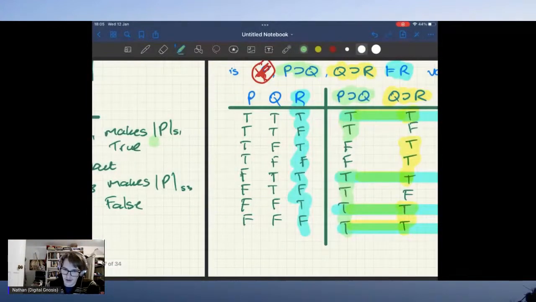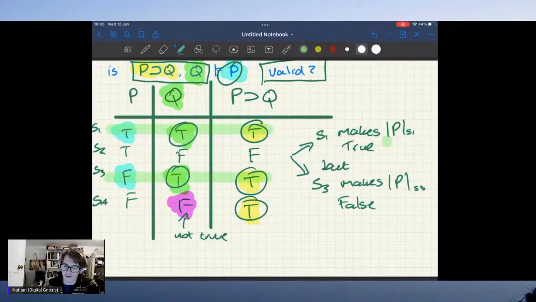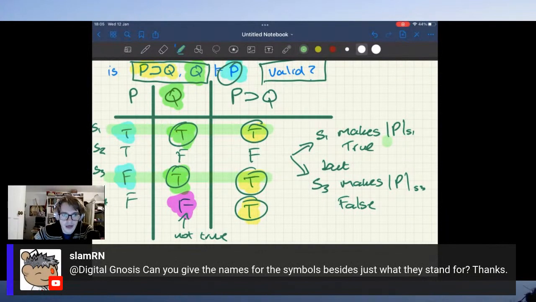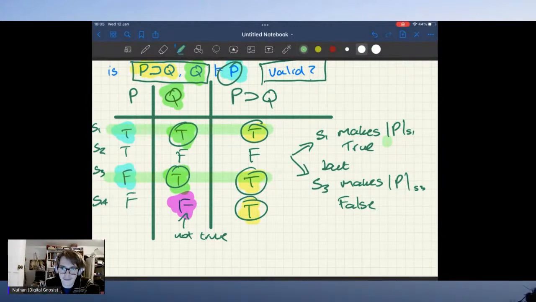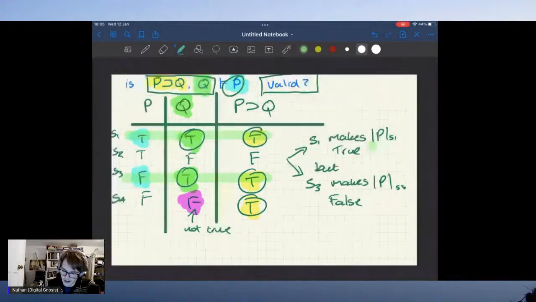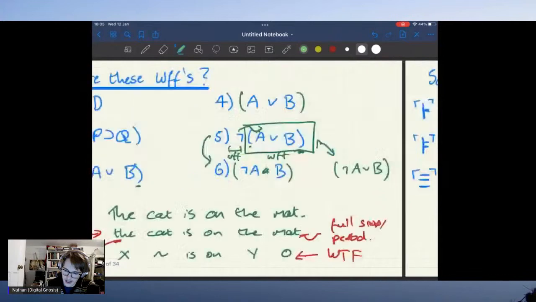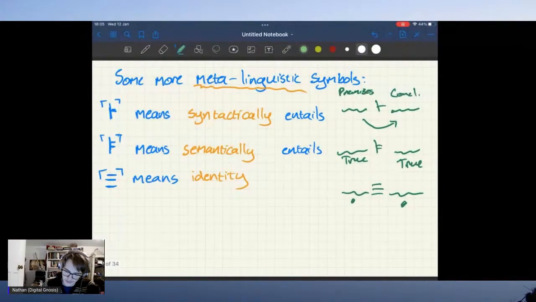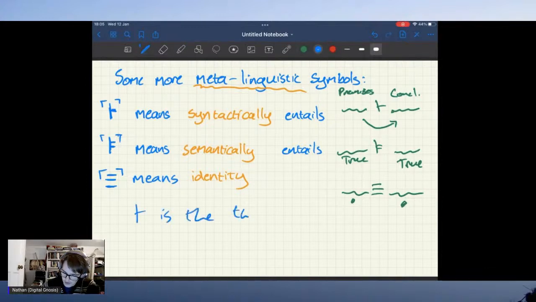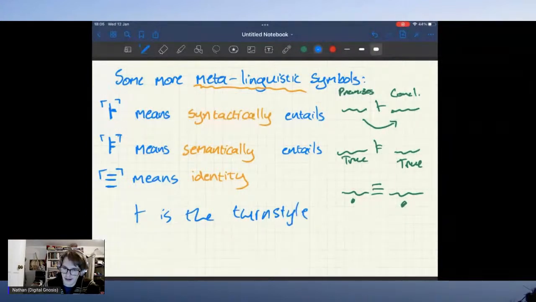If you have questions, like I see a question there that says, can you give the name for the symbols beside what they stand for? Turnstile is the name, but I did go over some of these things earlier in the slides. So in this slide, for example, if you go back to the start of the video, and I will put timestamps in, you can go into that. What other logics will I talk about?